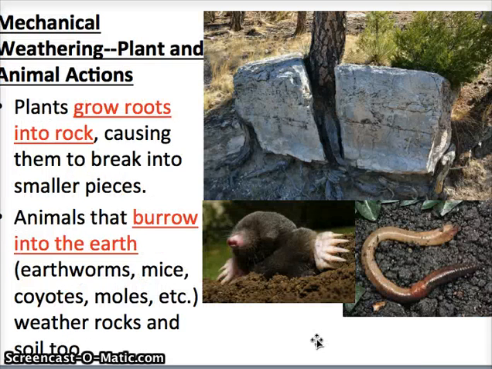A final type of mechanical weathering is plant and animal actions. So plants or trees, they can grow roots into rocks, and when they do that, it can actually crack rocks open, and that's mechanical weathering because there's a physical force involved. This tree is physically cutting through the rock. Animals also cause mechanical weathering because when animals like moles or earthworms burrow into the soil, they can scrape against rocks and actually cause them to weather as well.